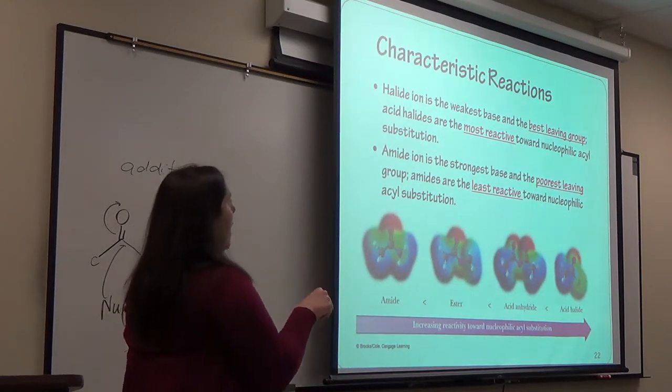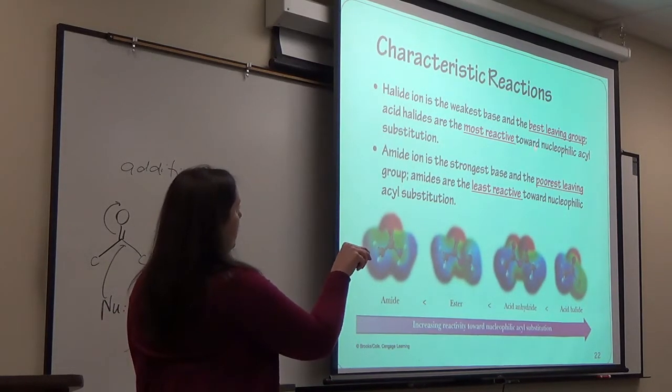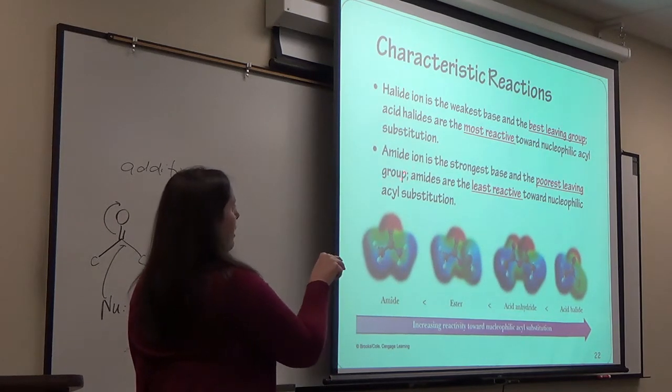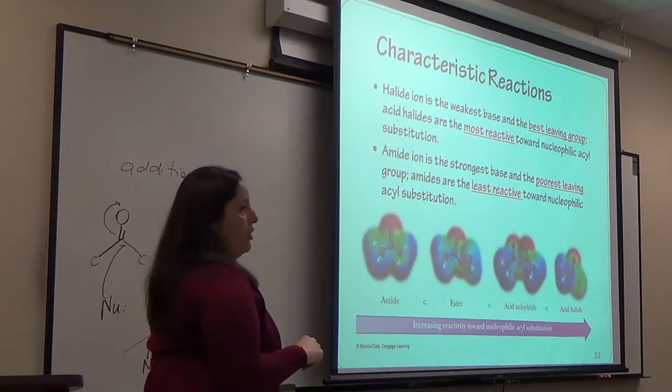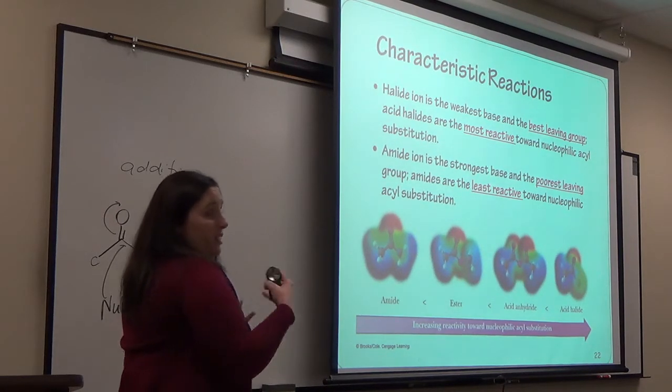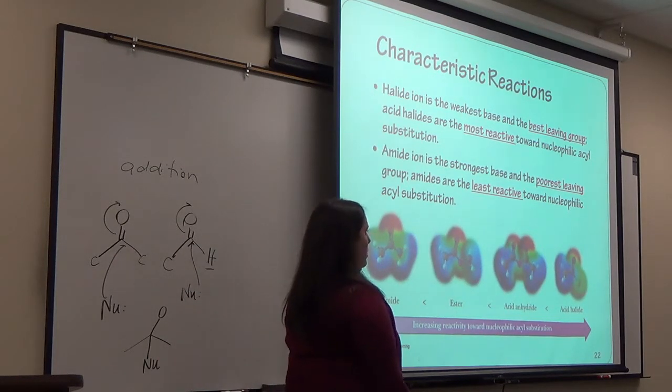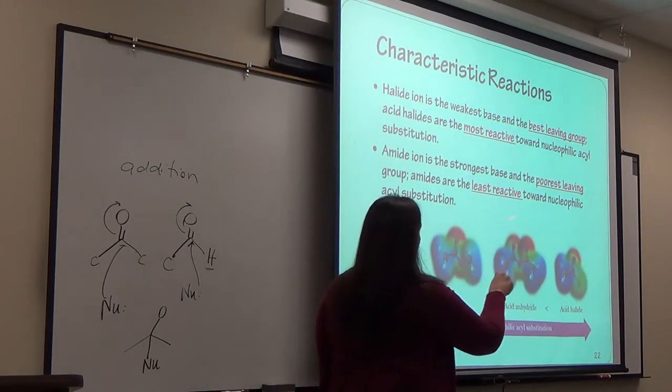So the halide ion is the best leaving group. Therefore, the acid halides are going to be the most reactive. And like I said, the amide ion is not a very good leaving group. It would leave, but not under certain conditions. You really have to have the right conditions. So that's going to be considered the least reactive.